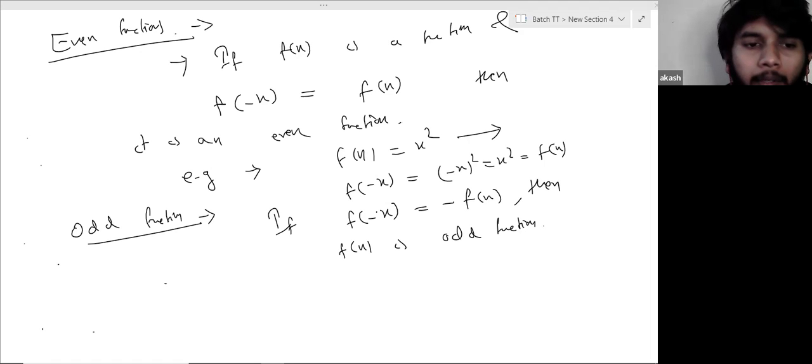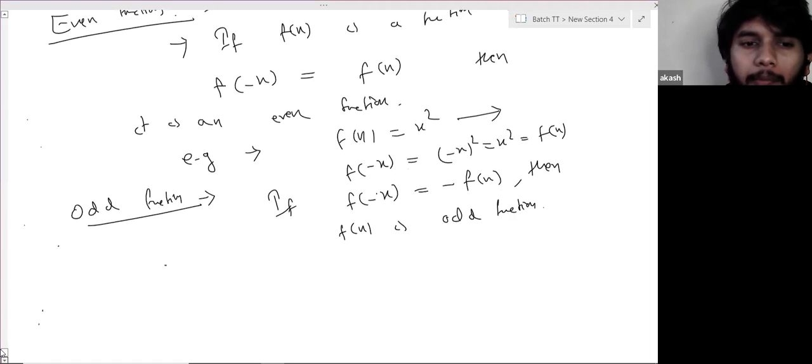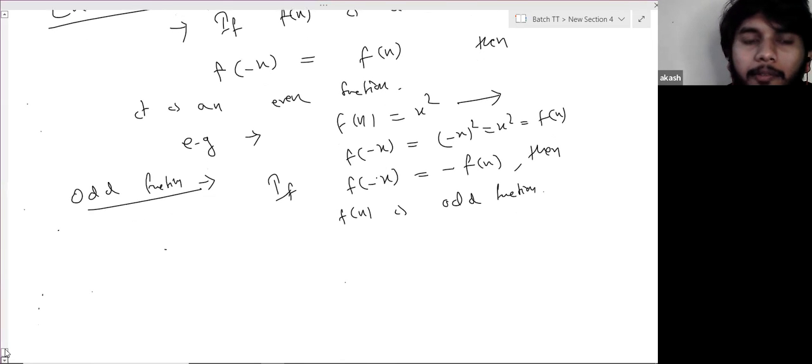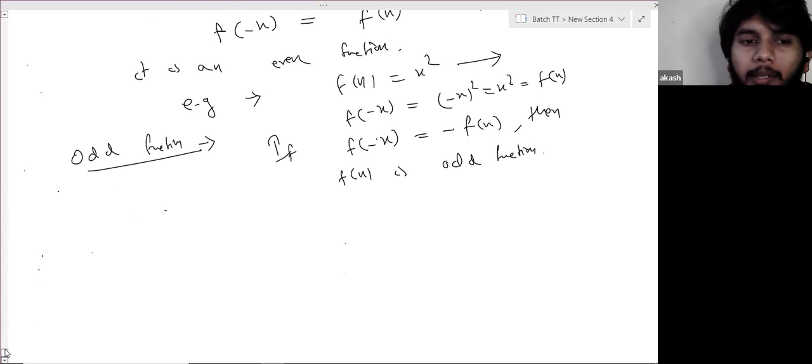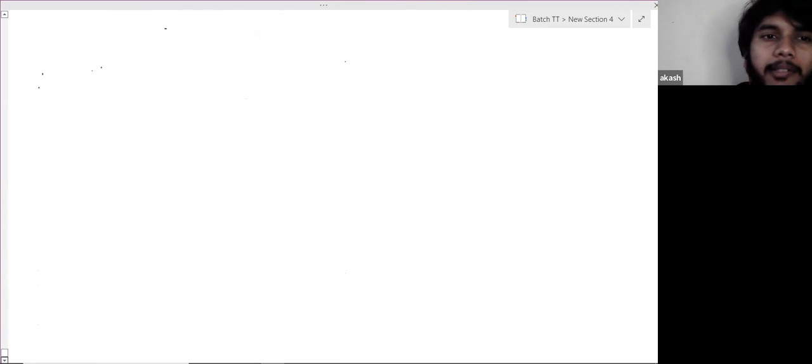All right. So what is the point of this? Because in the next property, we are going to need how to check if a function is odd or even. Right. So let's see by an example.